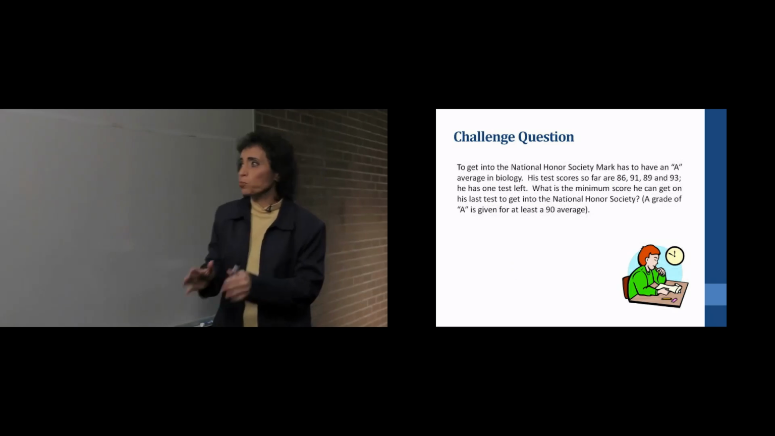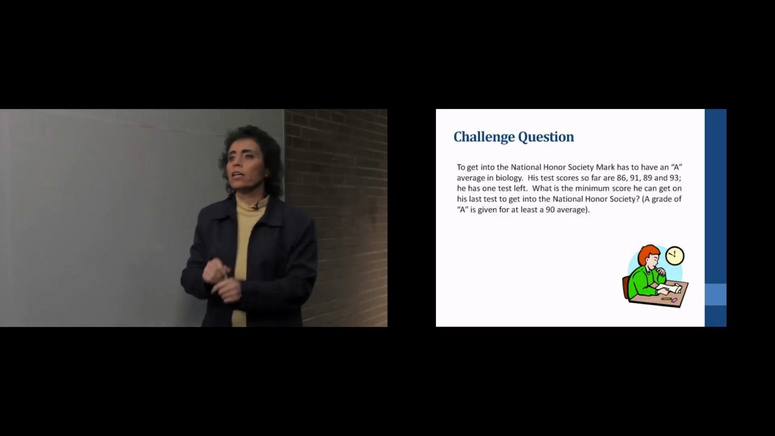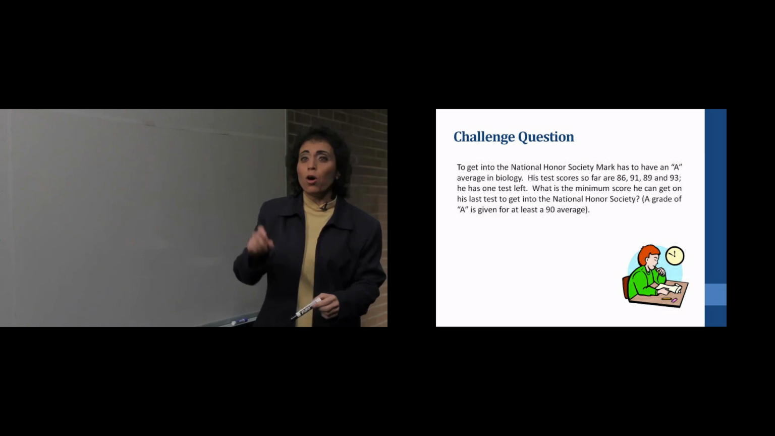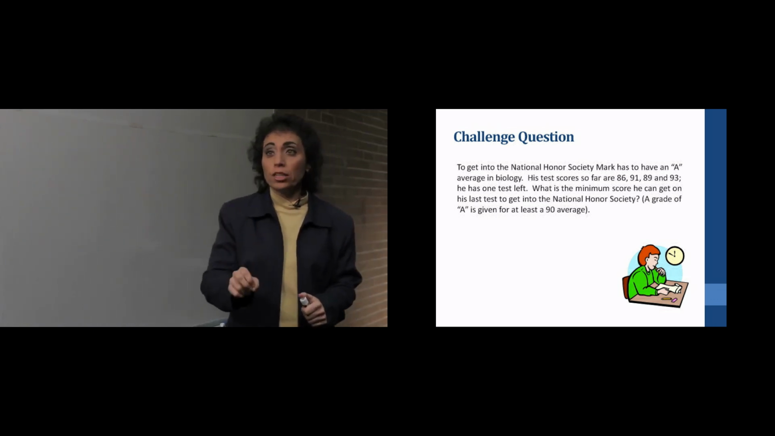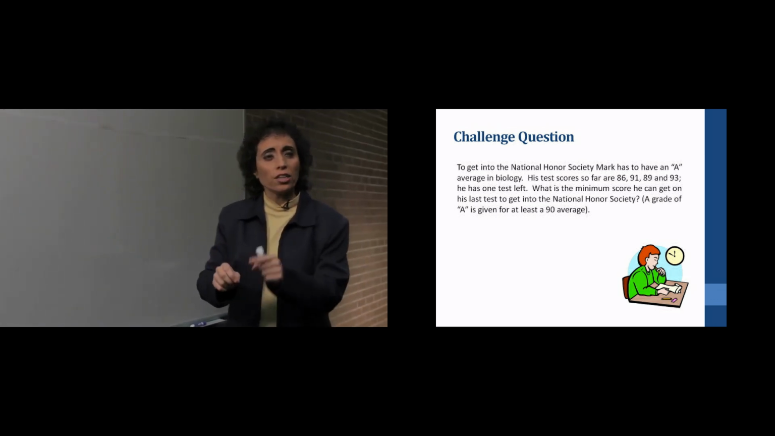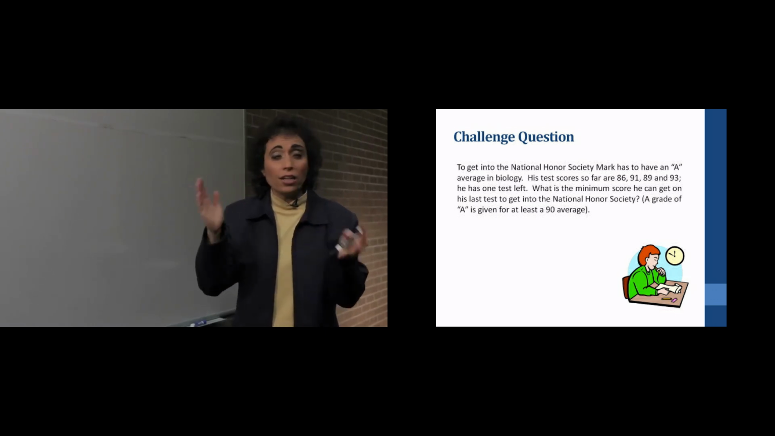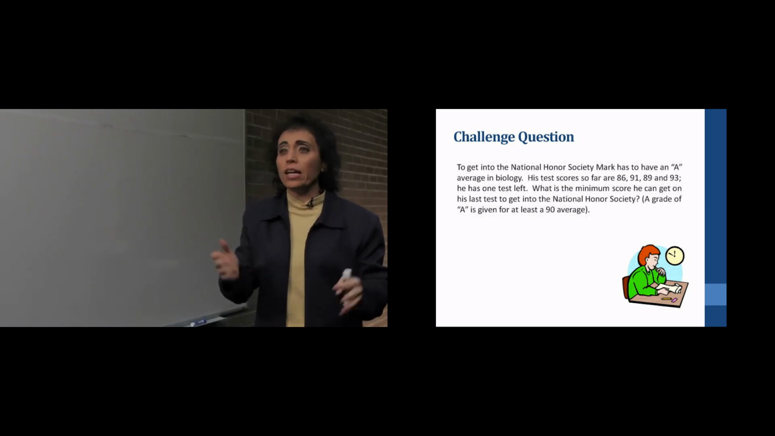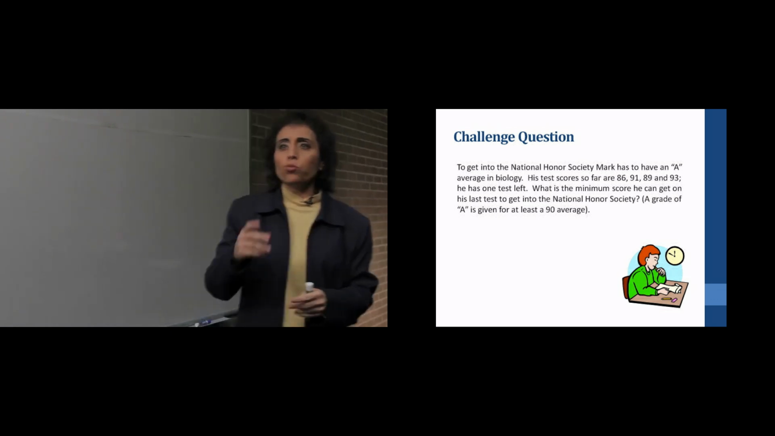Let's take a look at this first problem of this lesson 10. To get into the National Honor Society, Mark has to have an A average in biology. His test scores so far are 86, 91, 89, 93. He's pretty much there. An A is a 90, at least a 90 average. He has one test left.